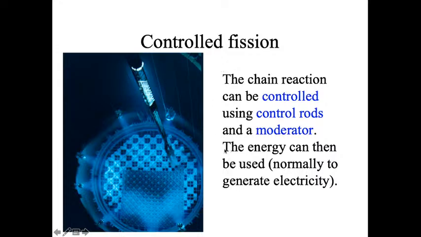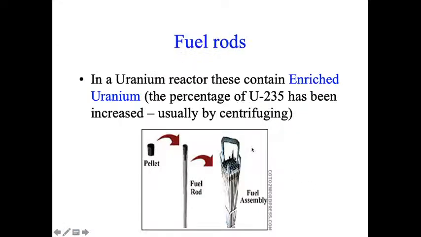So the energy can be used, right, instead of as all being a big explosion all at once, we can actually harness that energy to generate electricity. So our fuel rods will have enriched uranium. Naturally, uranium is not most commonly found as uranium-235. I think 238 is the normal.